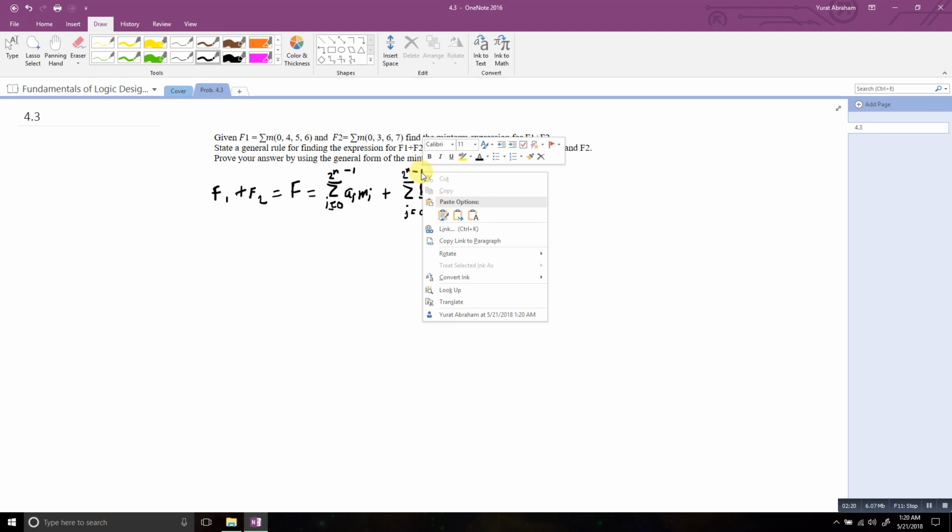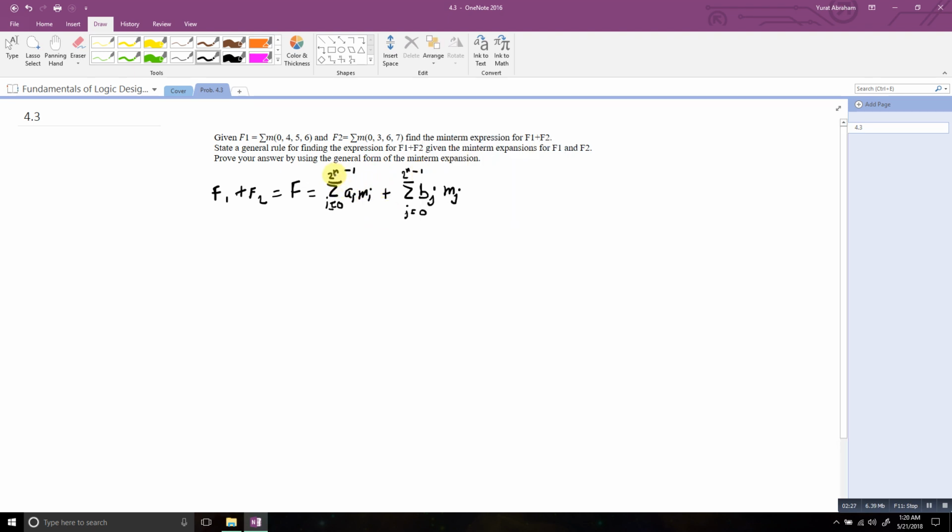Just be aware that the minus 1 is not at the exponent. It's kind of hard sometimes with the pen here. Let me see if I can. Minus 1, and minus 1, okay.